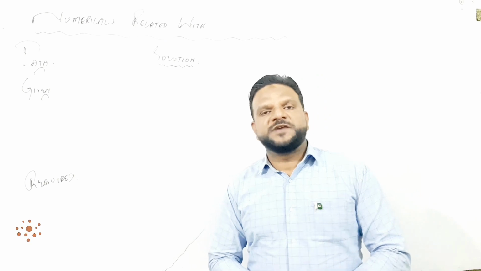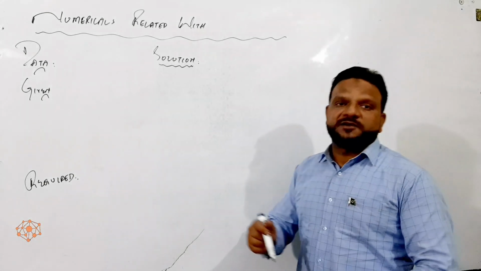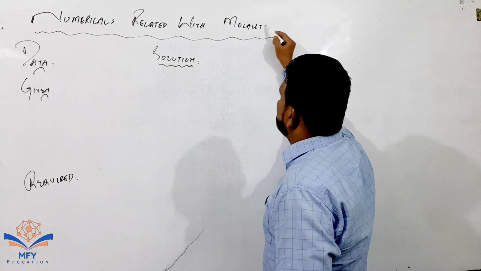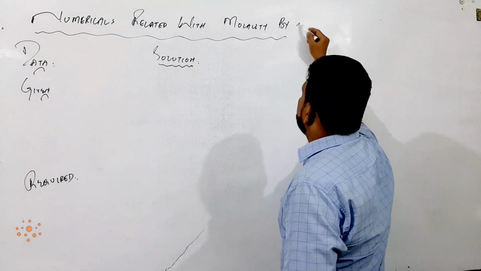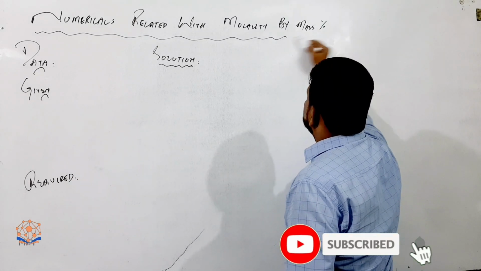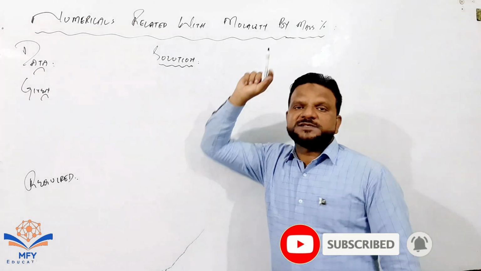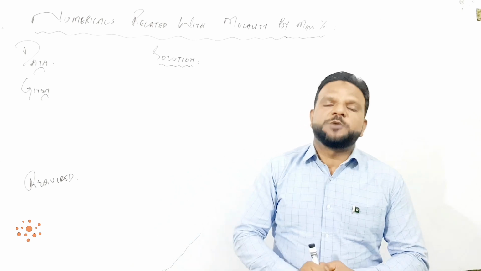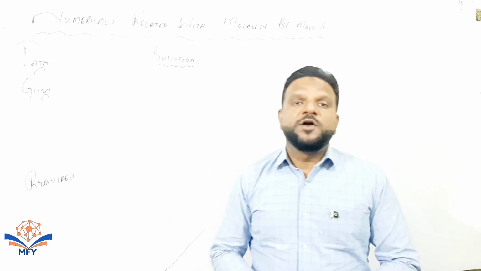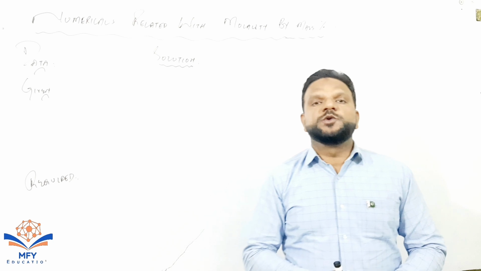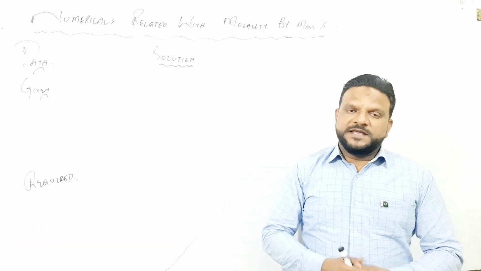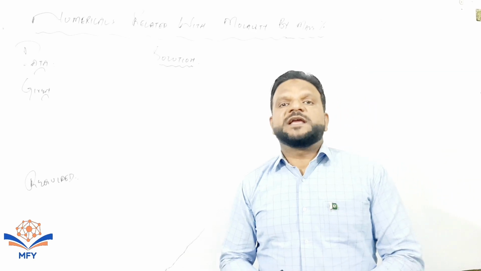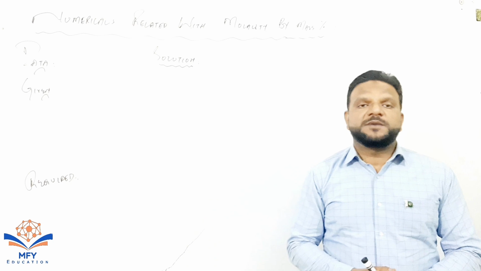Now today the numerical which we are going to solve is related to molality, which is a unit of concentration, by mass percent. The numerical is: calculate the molality, small m, of a 12% urea solution. There may be a possibility that the molar mass will be given, or by using atomic masses we can easily find out the molar mass of urea.